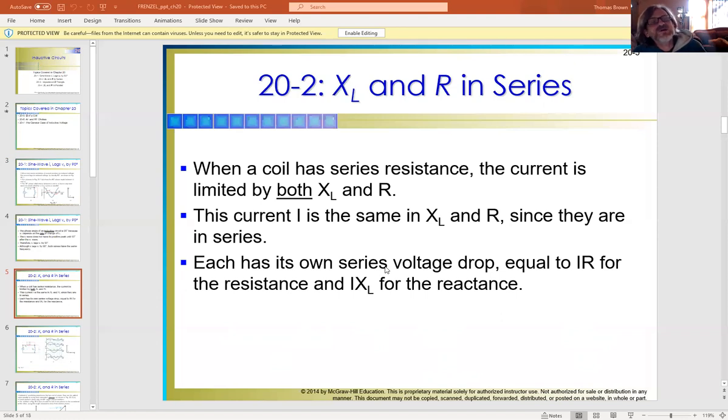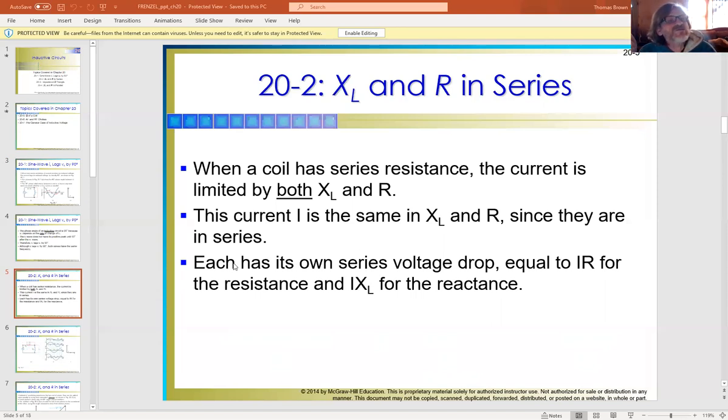But because of that property, they still would have their own series voltage drops, right? So we would develop the current. The current would be the same on both, just like we're used to doing, and then we would develop the voltage across both. And remember, if we had the resistor in series with the inductor, we're still going to have to do our phasor diagram and then develop our little equation for that. But yeah, that's something to keep in mind.